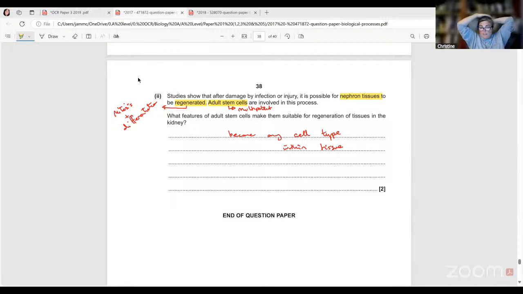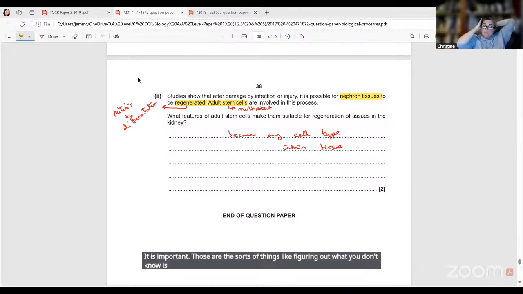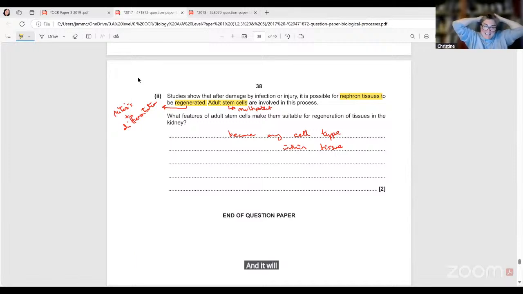It is important. Figuring out what you don't know is really important, because when you know what you don't know, like that little bit of information, the next time they ask a question, it will help you. Thank you. Do you know what it is?